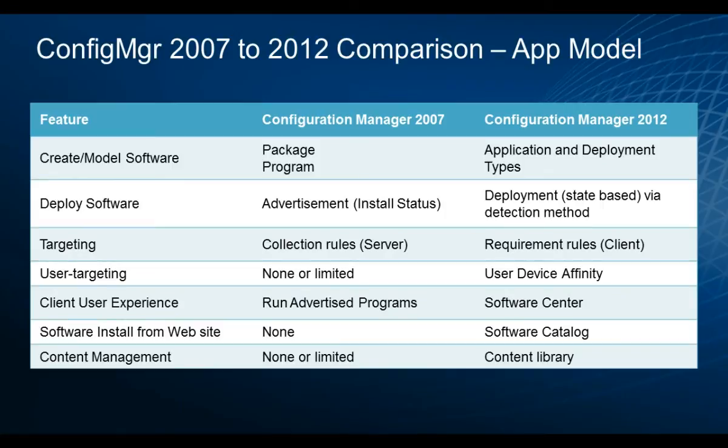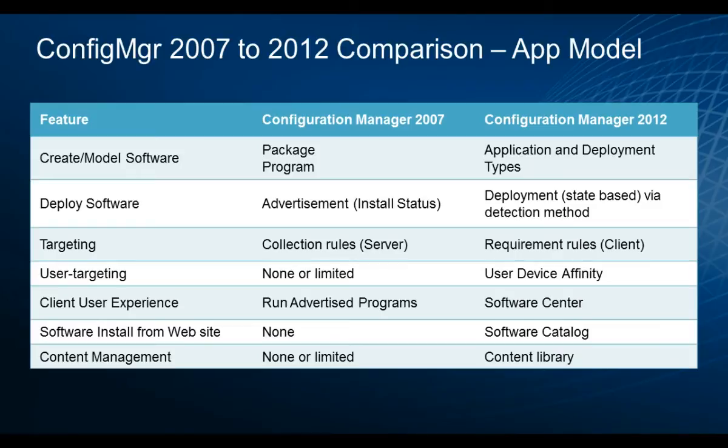So when we think about Config Manager 07 to 2012 and this comparison of what's called the application model, as we go down the left side of this table and talk about a feature, I'll compare it to what is now in Config Manager 2012 from 07. So beginning with the create model software, in Config Manager 07 we had the classic package and program, which was effectively just the command line that was running for the application. In Config Manager 2012 we have applications and deployment types that now replace package and program. Package and program is still available, but we now have deployment types to replace most of those scenarios.